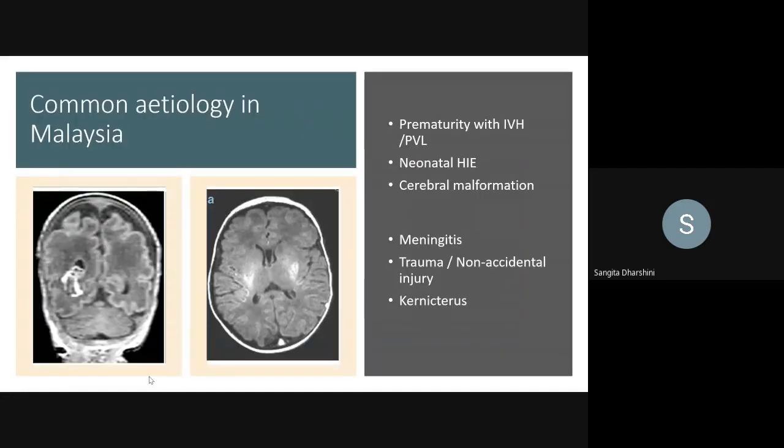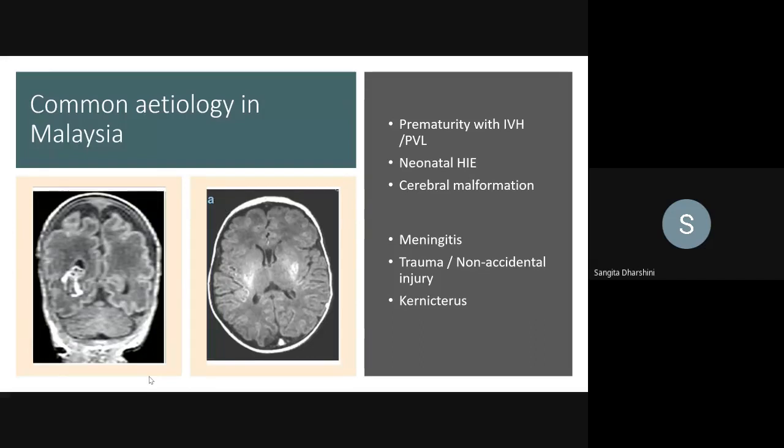So what are the common etiologies in our country? Definitely prematurity, with either intraventricular hemorrhage, that is what IVH stands for, or PVL, periventricular leukomalacia, would be one of the toppers. And on the first MRI you see a really white stringy thing in the ventricle. That's the intraventricular hemorrhage.